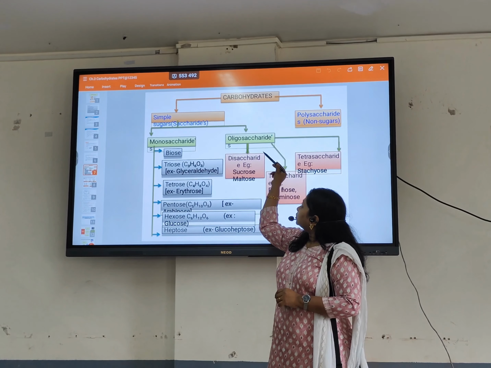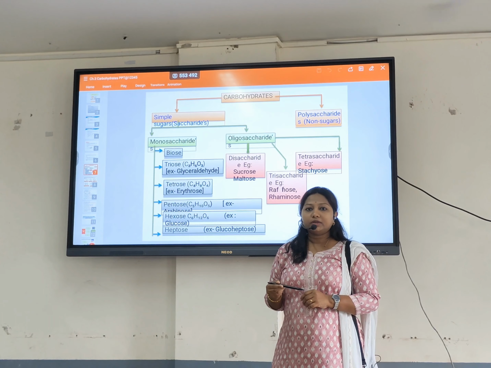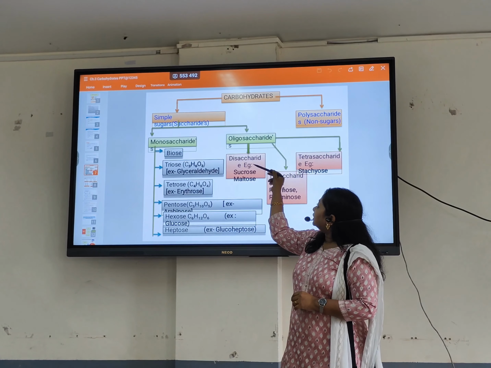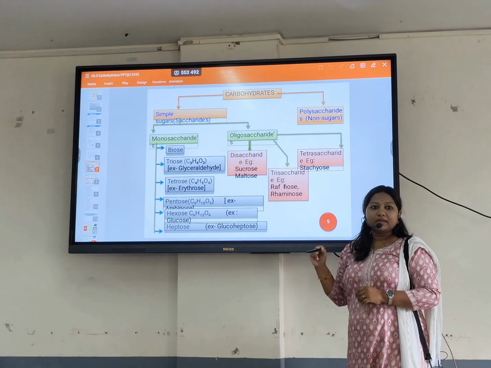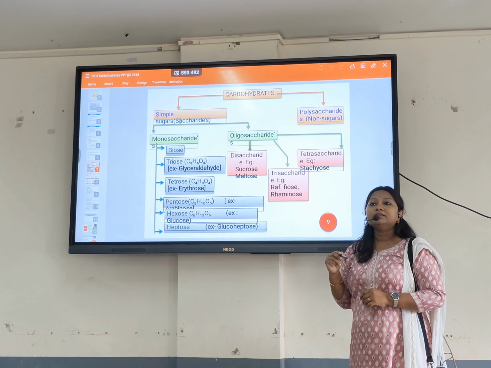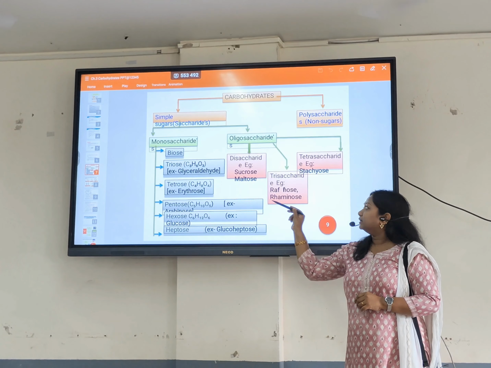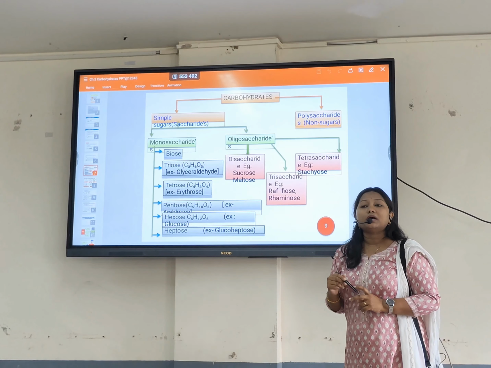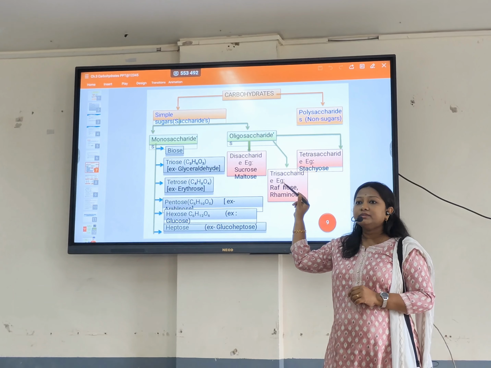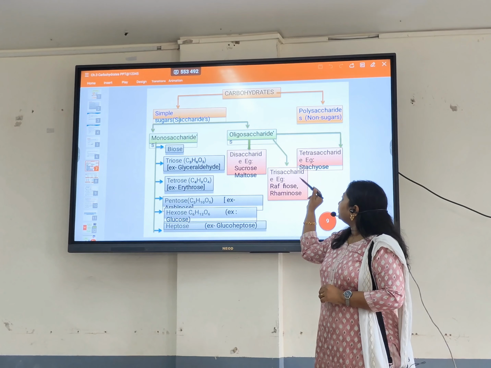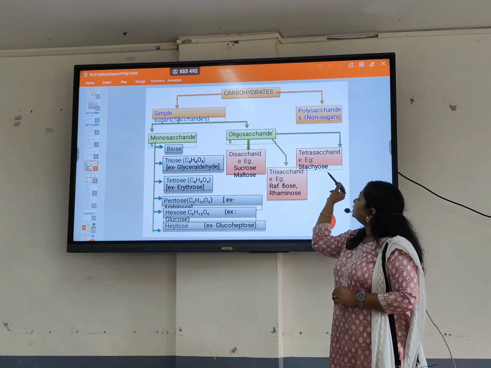Then oligosaccharide. Oligosaccharide contains 2 to 8 molecules of monosaccharide. Understood? Oligosaccharide is again classified into subclasses like disaccharide, trisaccharide and tetrasaccharide. Di means it contains two monosaccharide units. Examples of disaccharide are sucrose and maltose. Sucrose contains two molecules, one is glucose and the second is fructose. Then trisaccharide example is raffinose and tetrasaccharide has the example stachyose.